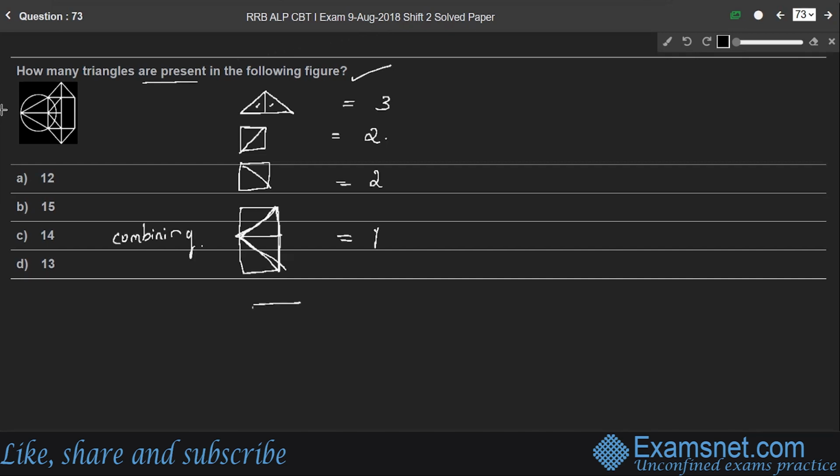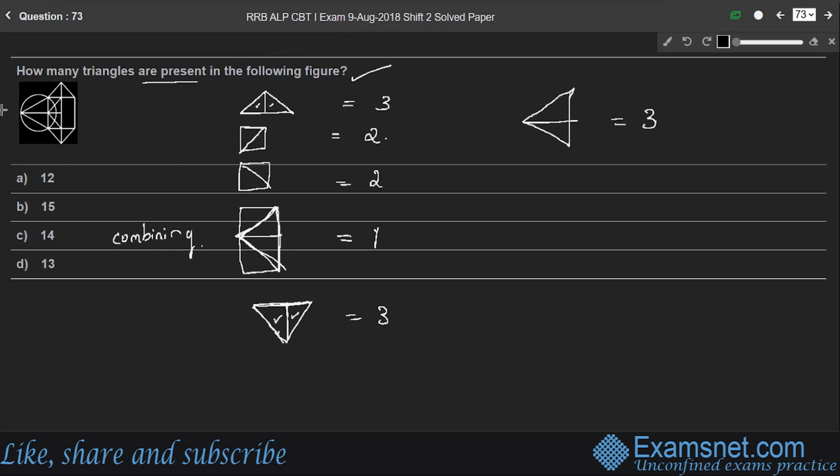So consider the below part of the given figure. An inverted triangle, from which we have 1, 2 and the whole triangle. So 3 triangles can be taken. When you consider the left side of the figure, the triangle facing left side, from this part also we can consider 3 triangles.